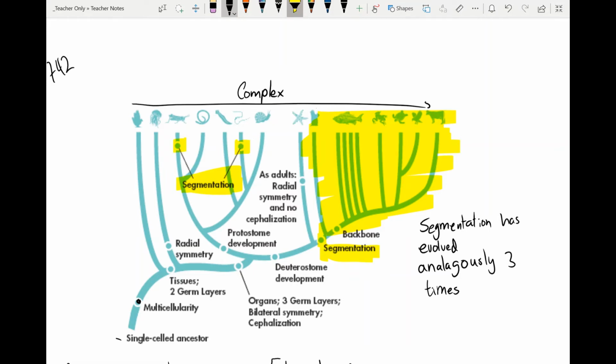Through their own processes of evolution, different organisms have developed segmentation on their own, which means that segmentation is probably a good body plan. If it comes up several times of its own accord, if several different species kind of reach the same conclusion, this means that it's probably working for them.